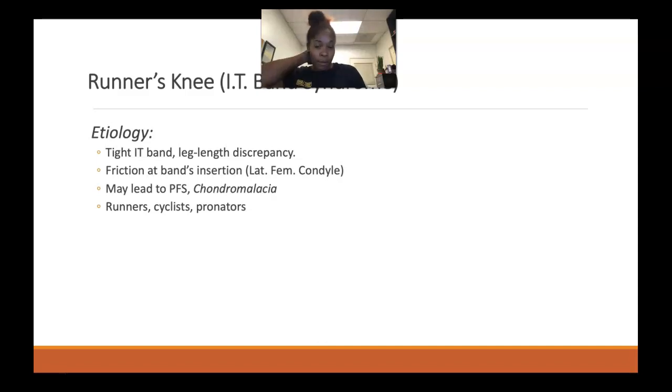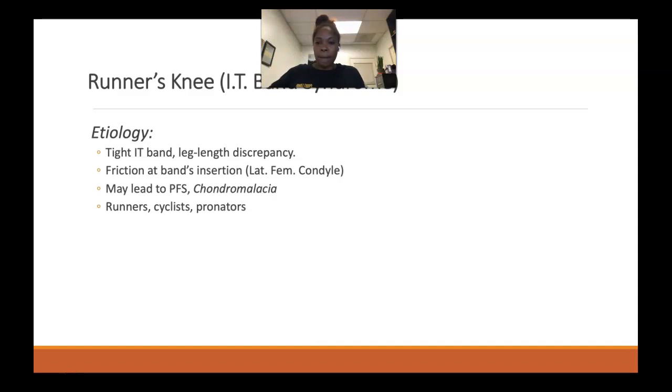We can also have a patient who presents to us with this leg length discrepancy. In other words, you have one leg that is longer than the other. And so that longer leg tends to spend more time on the ground and that IT band gets inflamed as a result. You could have friction over that lateral femoral condyle. So in other words, because it's tight, as you flex and extend, as I just mentioned, that IT band snaps across the condyle, irritating it, versus actually moving across it fluidly.